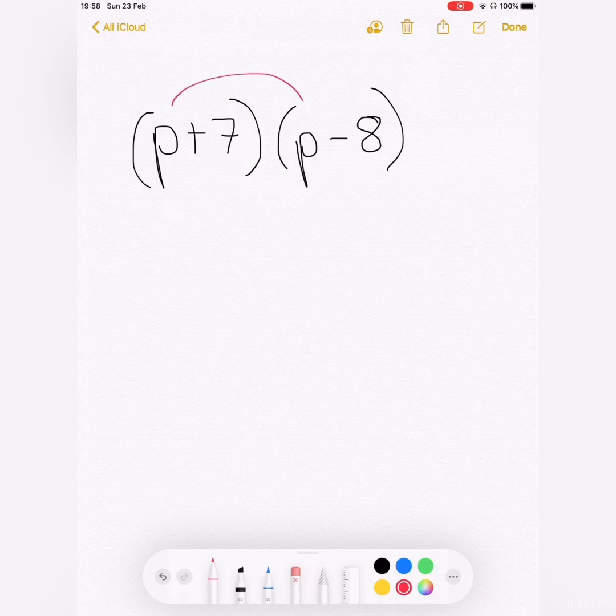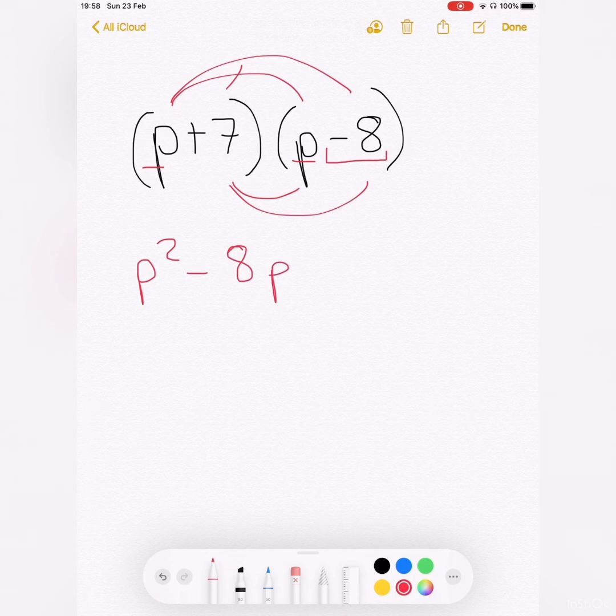So again, we must draw on our moons. So the first thing we're going to do is p times p, which gives us p squared. Remember, cross it off. Then we do p times minus 8, which is minus 8p, cross off. Then we do 7 times p, which is 7p. And then 7 times minus 8, which is minus 56.